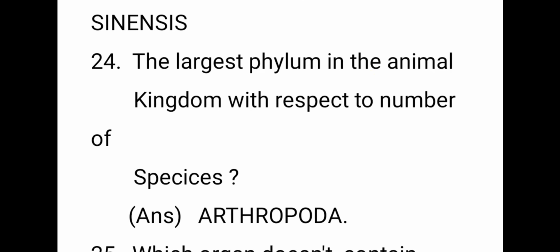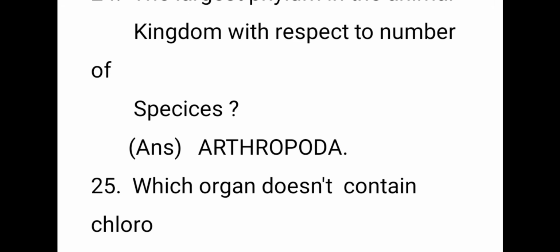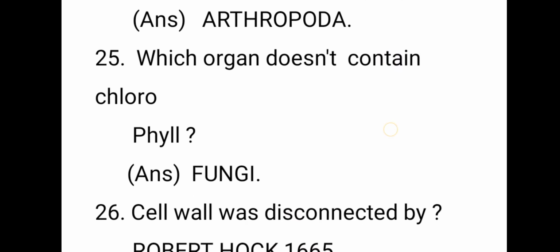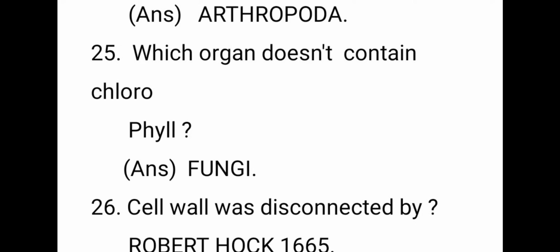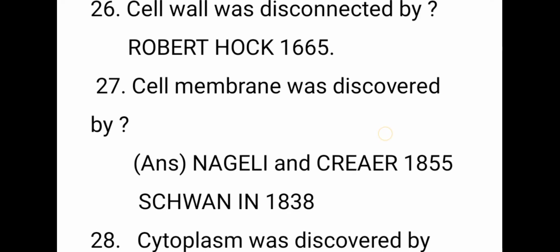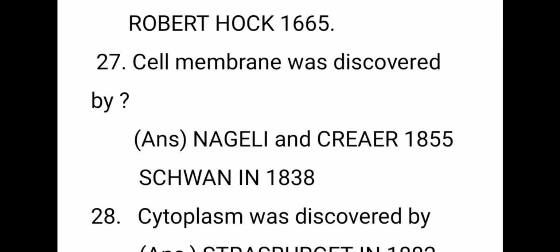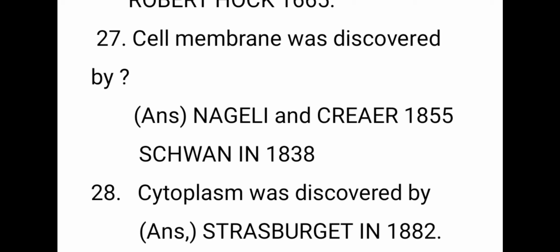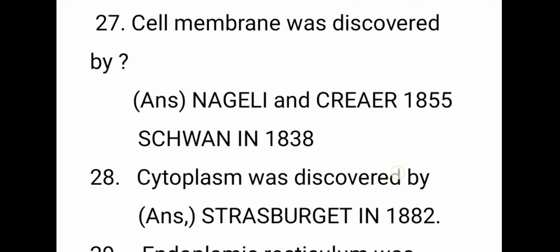The largest phylum in the animal kingdom with respect to the number of species is Arthropoda. Which organism does not contain chlorophyll? The fungi. The cell wall was discovered by Robert Hooke in 1665. The cell membrane was discovered by Nageli and Cramer in 1855. The cell theory was introduced in 1838.